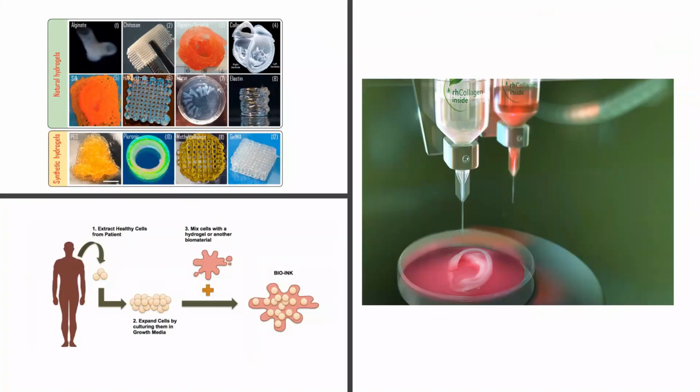Here we see an overview of bioprinting. We extract healthy cells from the patient. We expand the cells by culturing them in a growth medium. We then mix the cells with hydrogel or another biomaterial and create bioink. We then use the bioprinter to create new tissue.